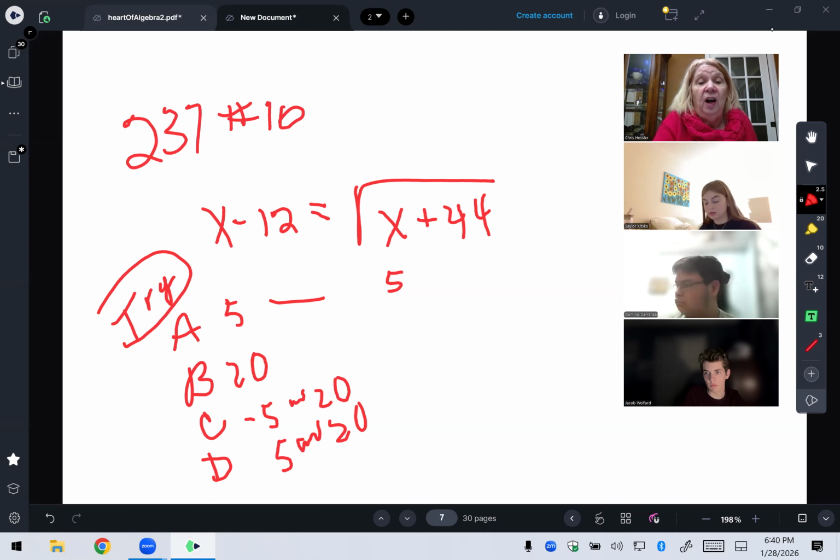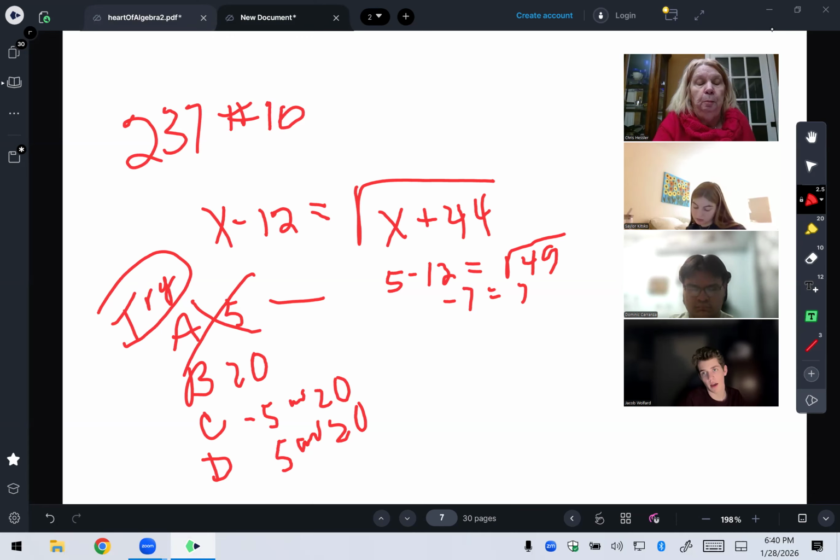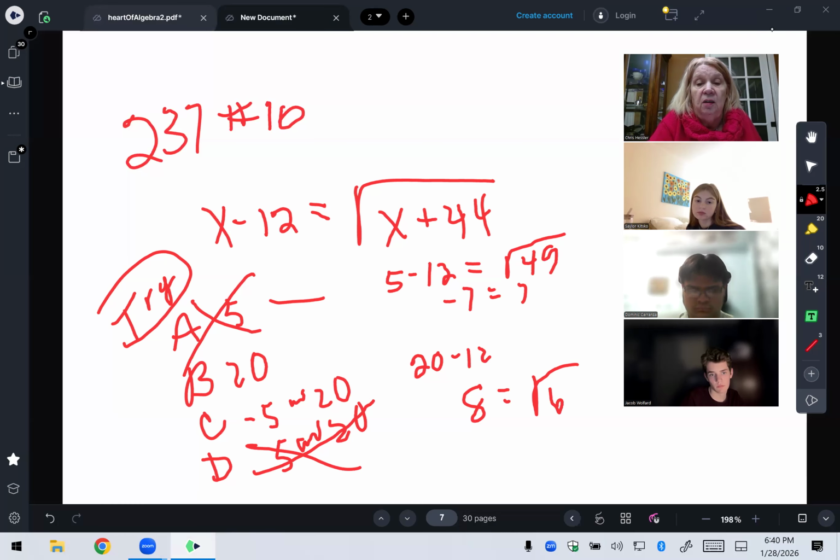If I try 5, is 5 minus 12 going to equal the square root of 49? No. So A is out, and I know D is out because 5 doesn't work. So now I'm just going to try 20. Does 20 minus 12, which is 8, equal the square root of 64? Yes, it does.